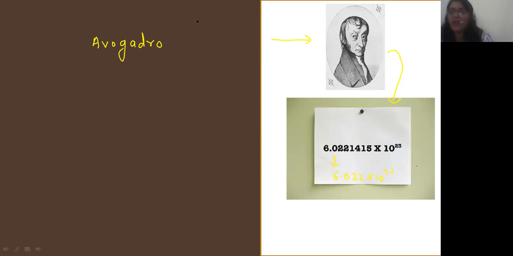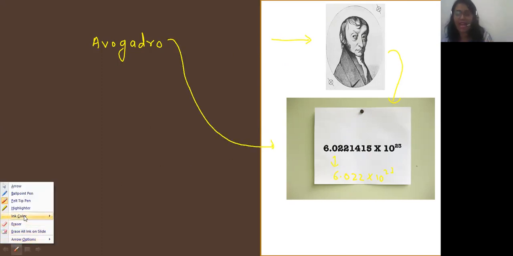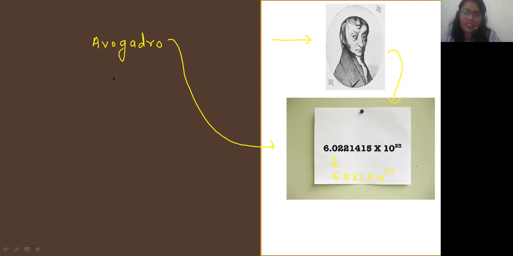Now, this number, in order to honor that scientist, is also named Avogadro's number. Am I clear, everybody? I think till here you have understood. It's Avogadro's number, right?